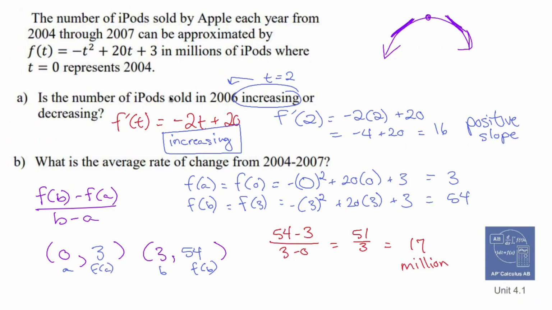Now, where did I get that million from? I don't think Apple only sold 17 iPods per year. They probably sold a few more than that. I don't know business, but it says up here that it's in millions. So the average rate of change is going to be 17. Between 2004 and 2007, they sold 17 million iPods or iPads or whatevers per year. And yeah, that's how you do it. Fun stuff.